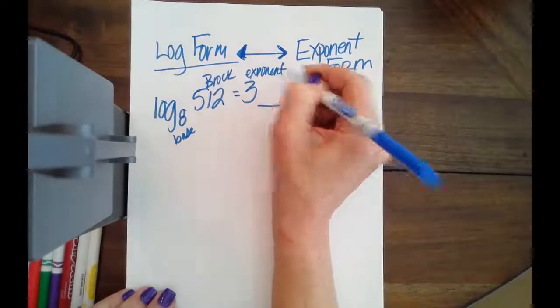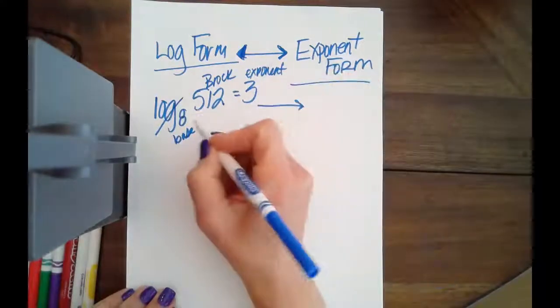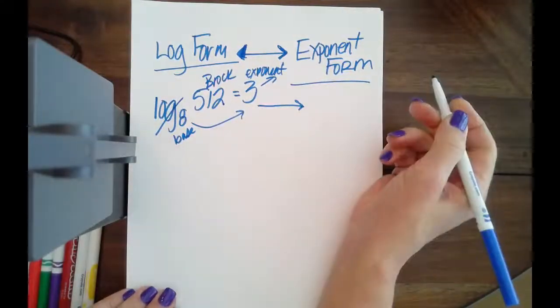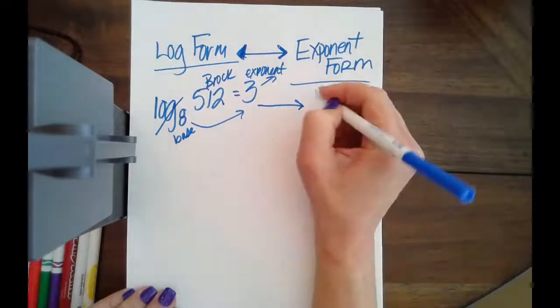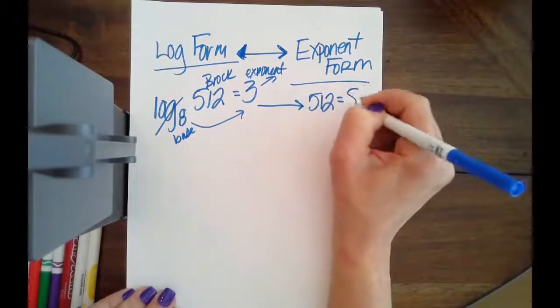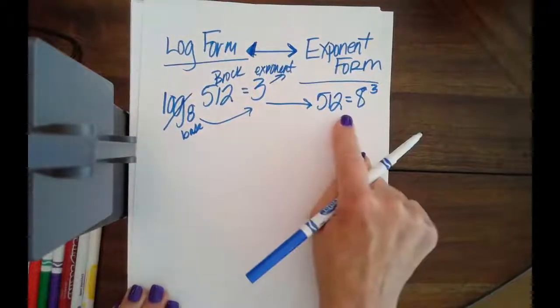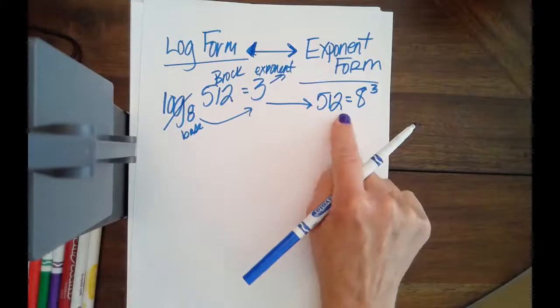All right, so in order to get it in exponent form, you're going to lose the word log. Base comes over and punches that guy up into exponent position. Block will be all by herself on the left, equal to 8 to the third. Okay? Those are the same statement. One is in log form, one is in exponent form.